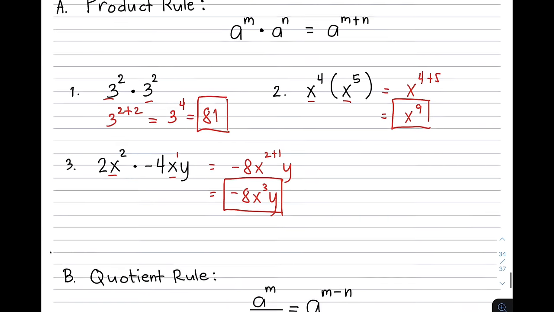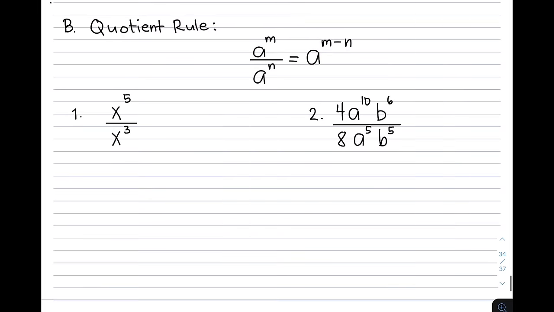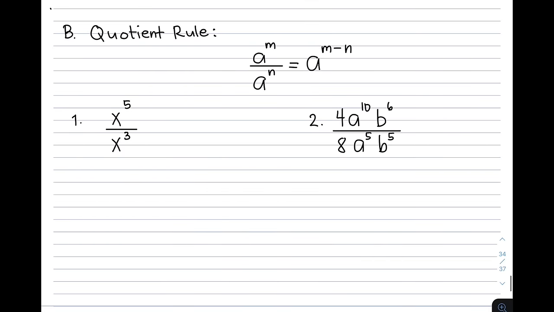Now, let's move on with the next rule or the next law for the exponents. We have here the quotient rule. So kanina meron tayong product rule kung saan ang nakikita nyo is multiplication. Right now, sa quotient rule, ang evident na operation dito is division. So let me give you the illustration of this rule.